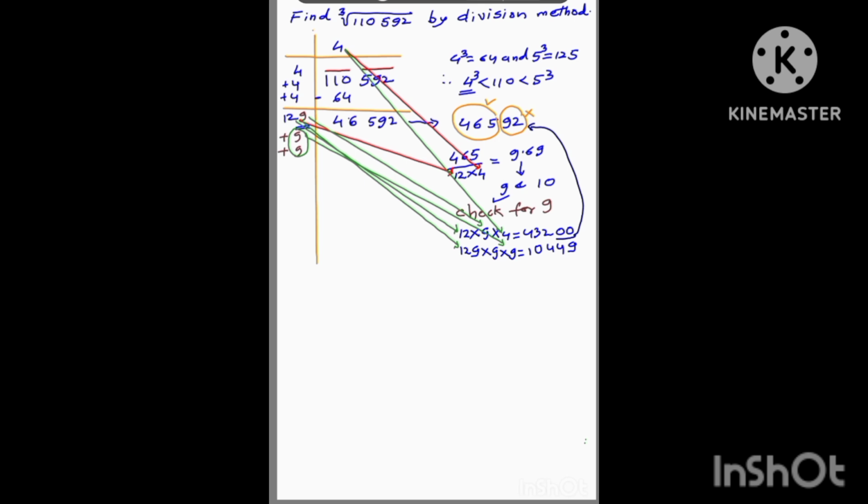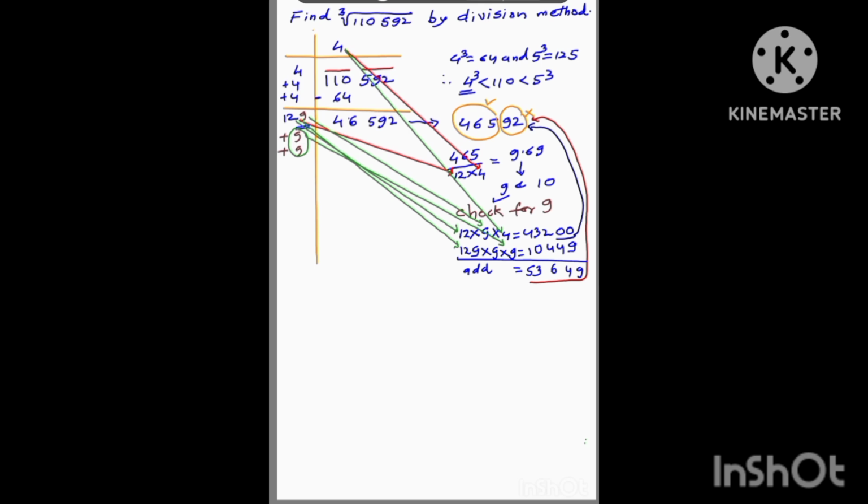10449. Now add. Both are 5-digit numbers. So add, and that will be 9 4 then 6 5 5 3 6 4 9, I think. 9 is 4, and then 6 3 and 5. Yes. Okay, now this number is bigger than the number 46592 which we are dealing with. So 9 is not a correct number.